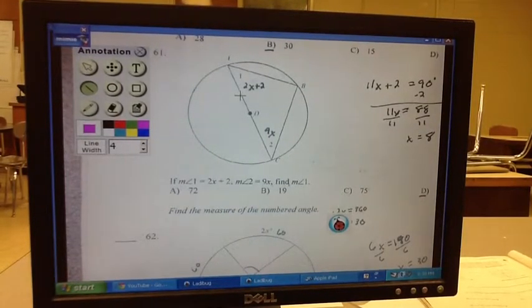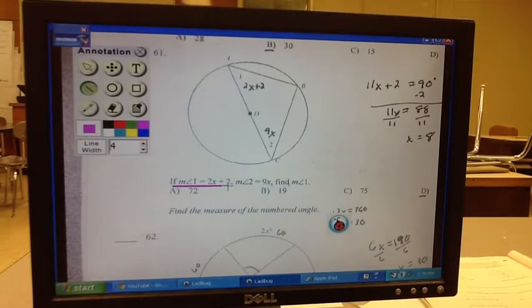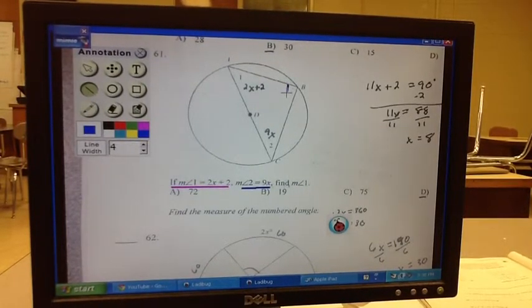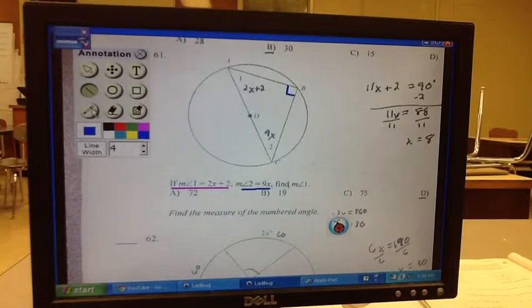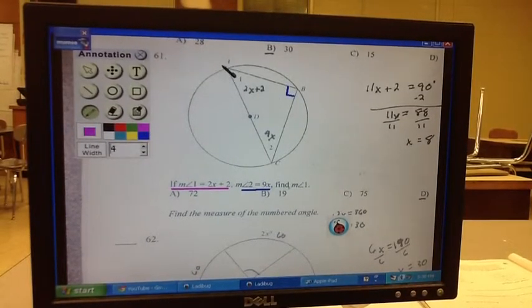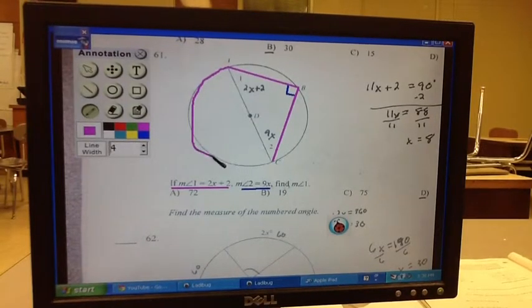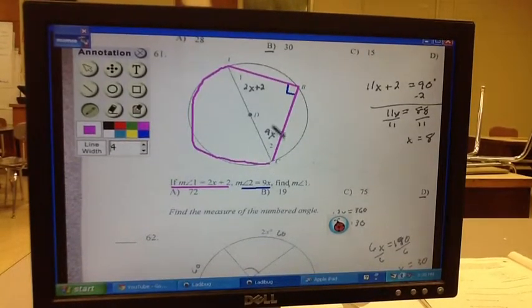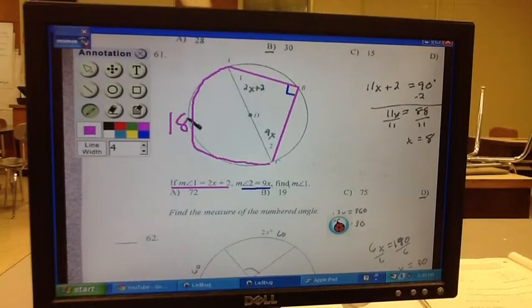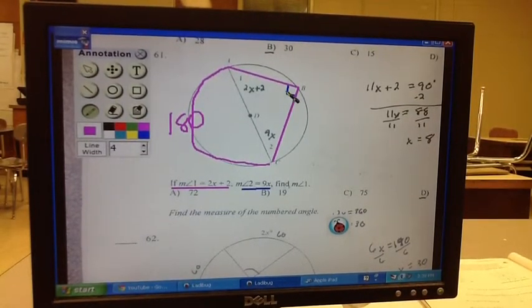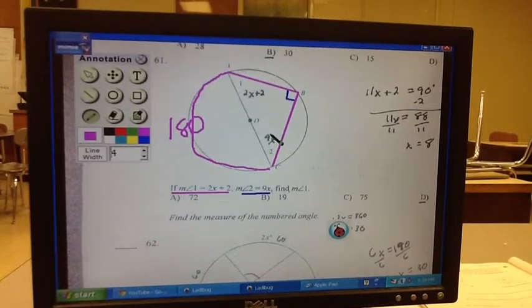Actually, 61 gives us a couple different pieces of information. It says angle 1, so I wrote in 2x plus 2. Angle 2 is 9x. Find the measurement of angle 1. Before we even go anywhere, we know that this angle here is 90 degrees. How do we know? Because that angle there, if we look at what that angle makes as related to the circle, it makes a semicircle. That 180 for the semicircle divided by 2 gives us this angle of 90. So we know these two angles added together should actually be 90.